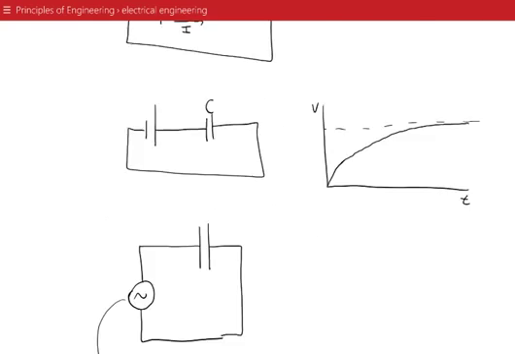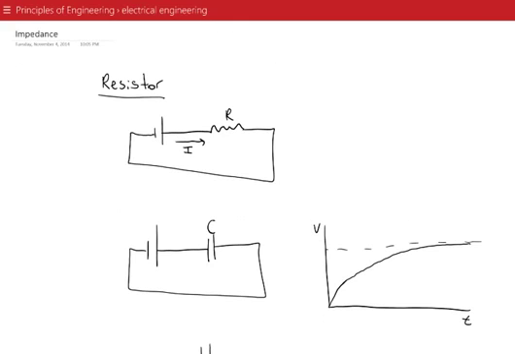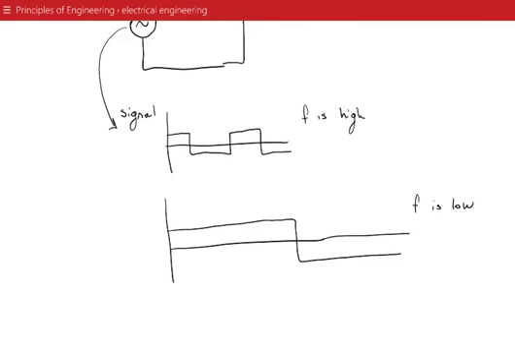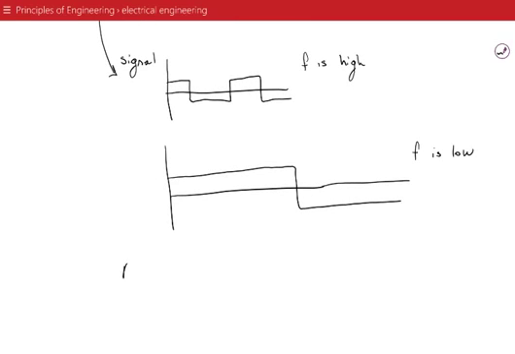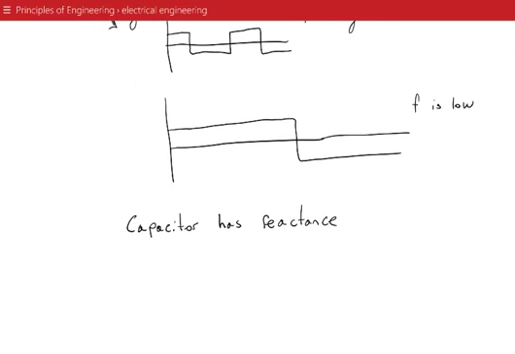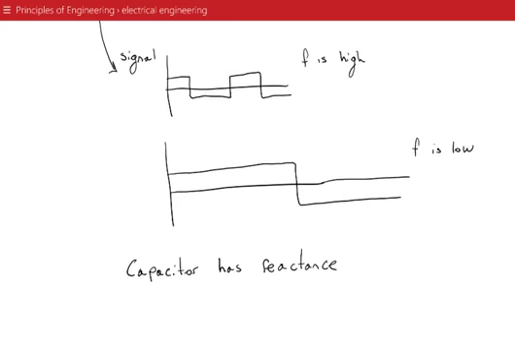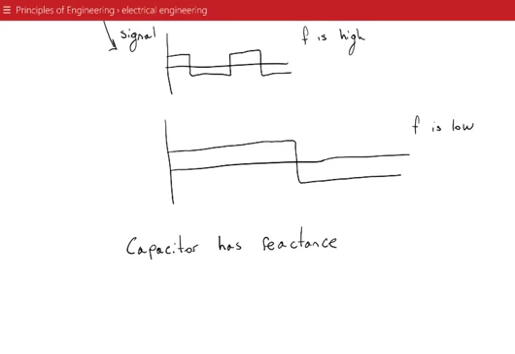So what's interesting is the resistor's resistance was always some value. It was always the same. And it was based on the material and the diameter of the material and the length of the material. But it didn't change based on the type of signal we were putting into the circuit. A capacitor's resistance or impedance does change. And so a capacitor has something called reactance. And reactance is this idea that the capacitor will resist a flow of current based on how quickly the signal or the voltage is changing.